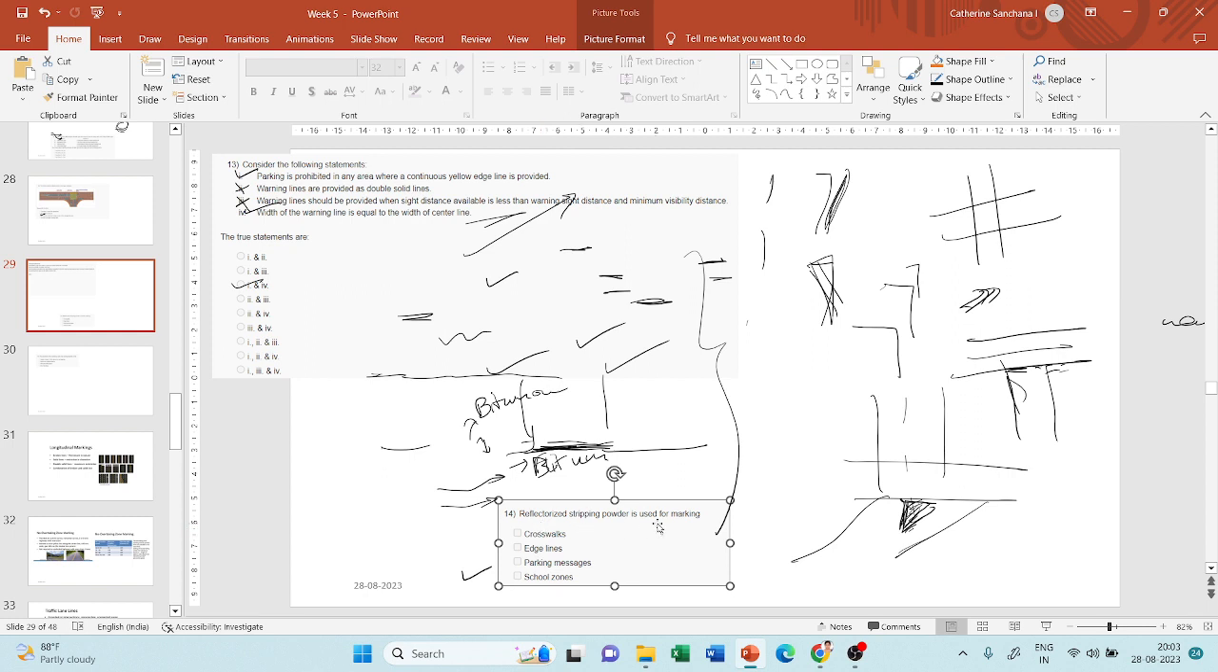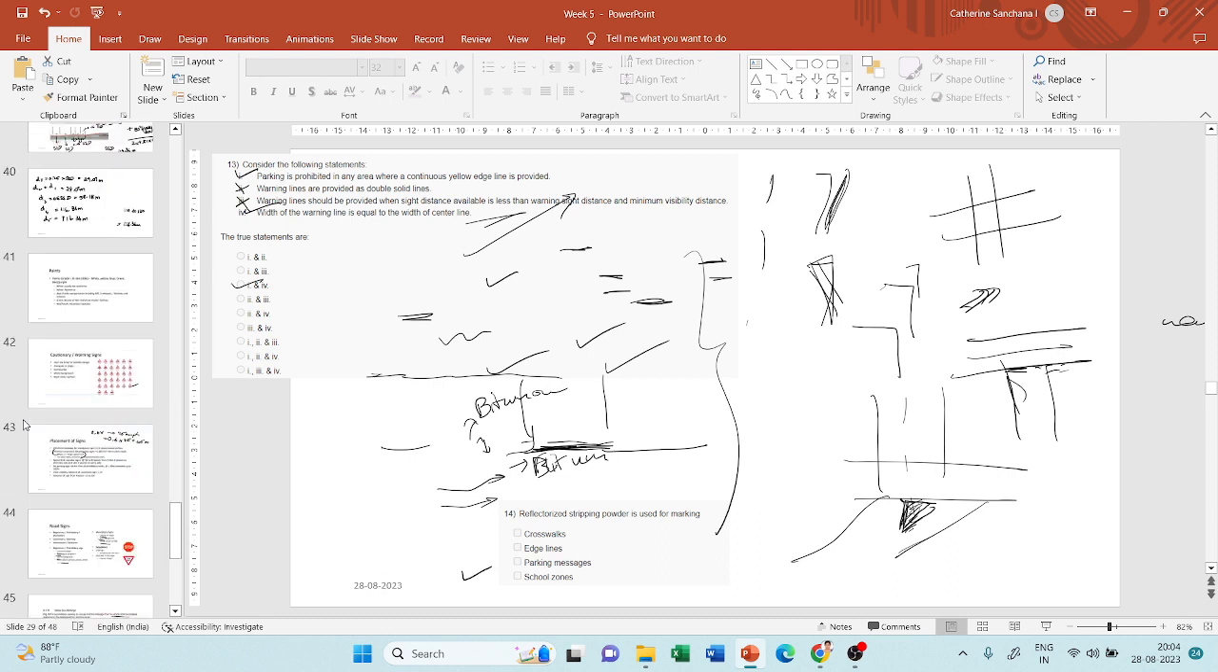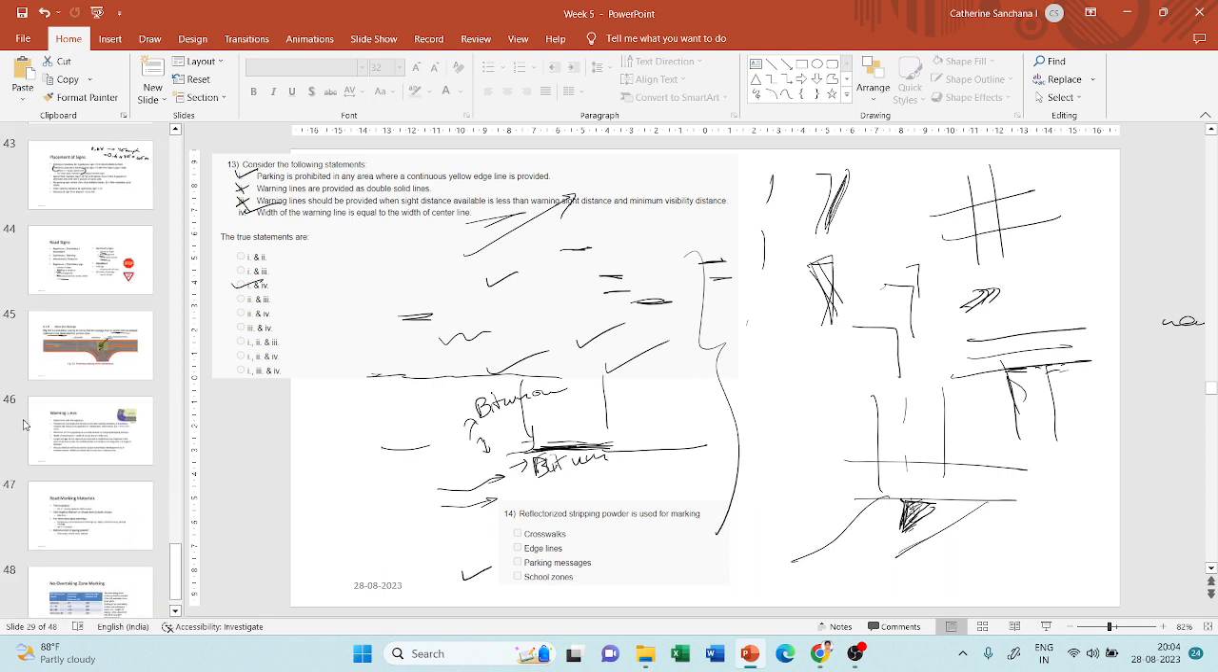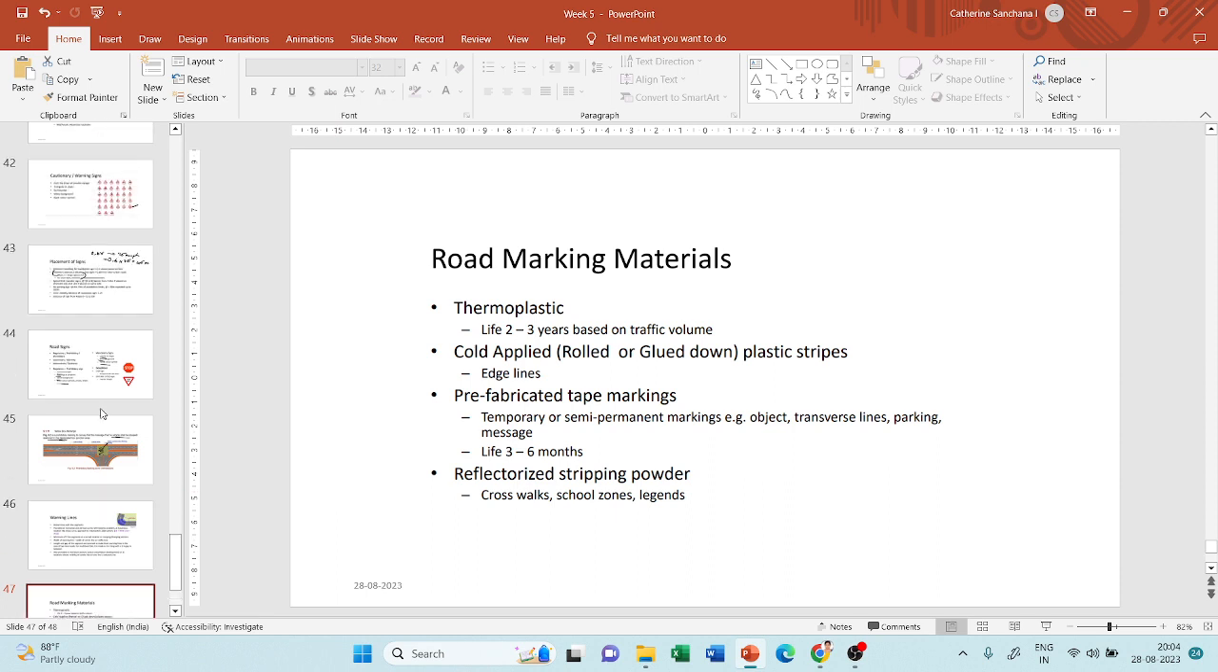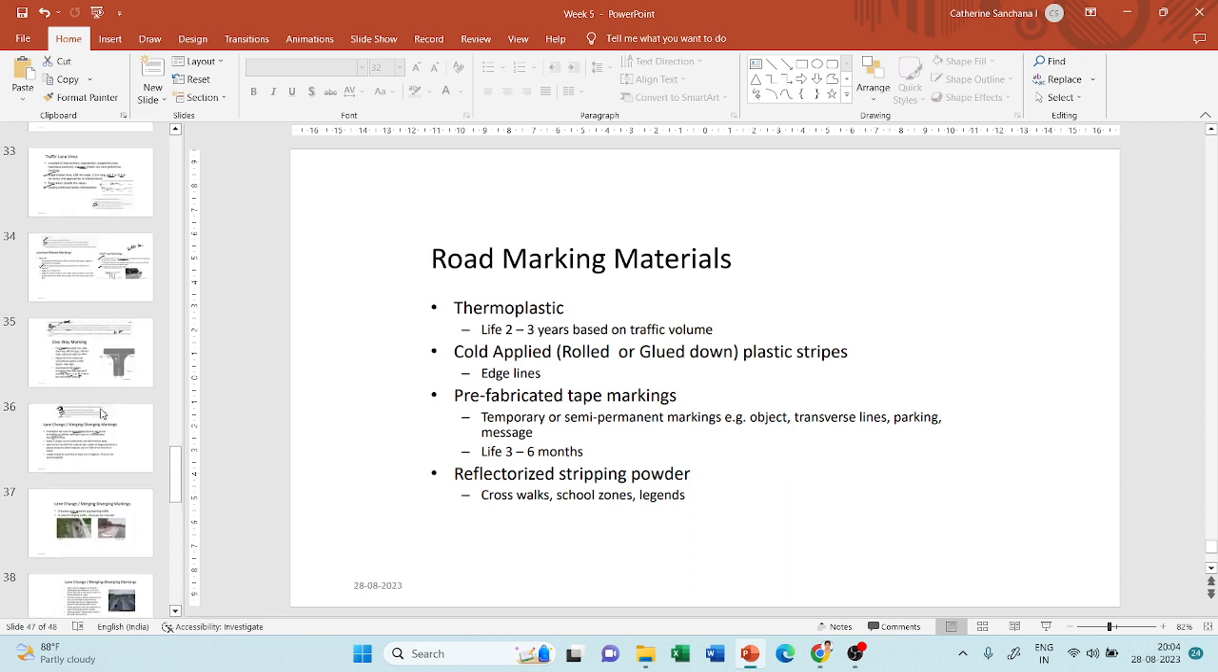Reflectorized striping powder is used for marking what? We just discussed the materials for road markings, but we did not see which one is used for what. If you see here, reflectorized striping powder is used for crosswalks, school zones, and legends. So let us go back.